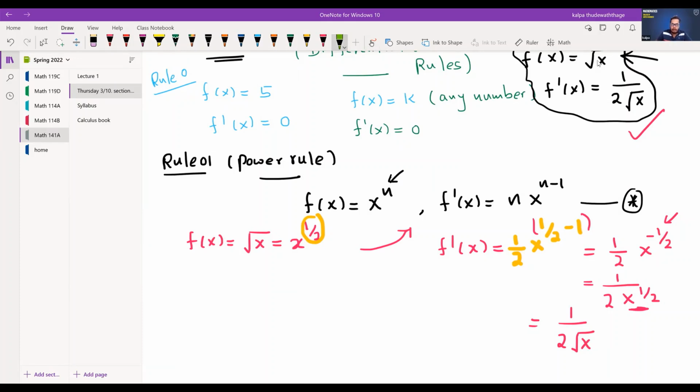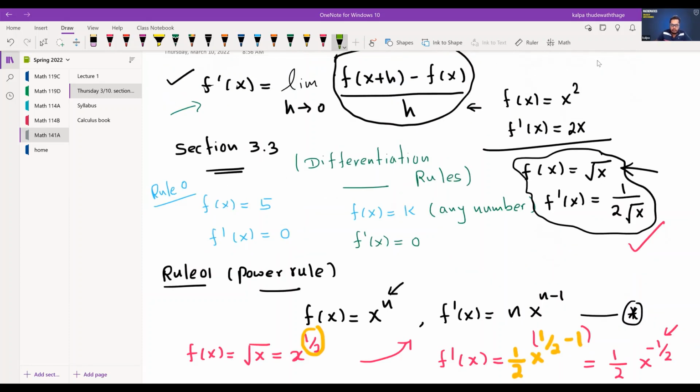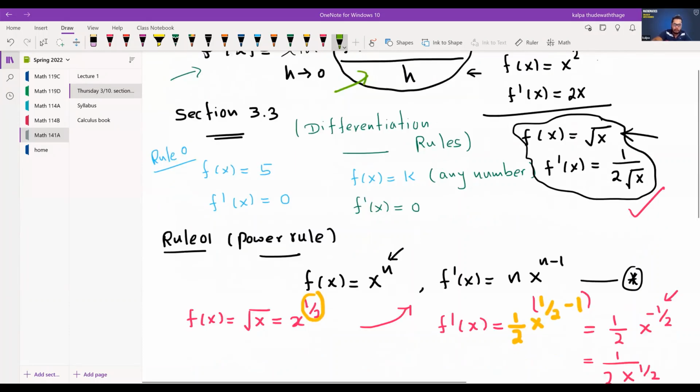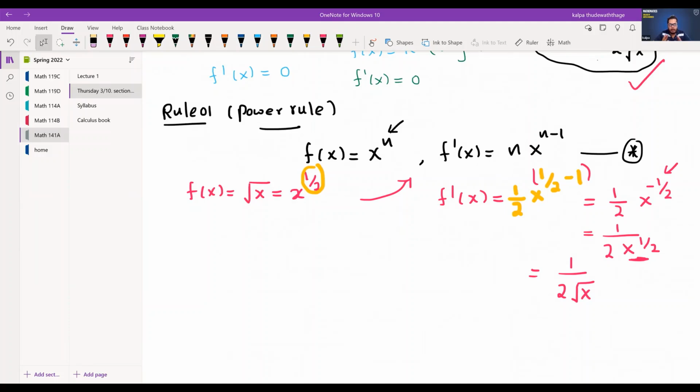So we don't need to do a lot of calculation. We don't need to use the definition, since we know the power rule. If you have a question to which you can apply the power rule, apply it. Do not use the definition unless I ask you to. Most of the time you can apply the rules directly. Next part.